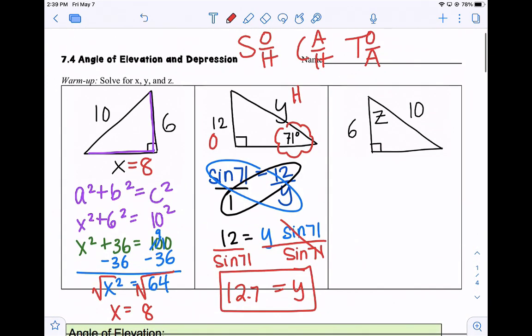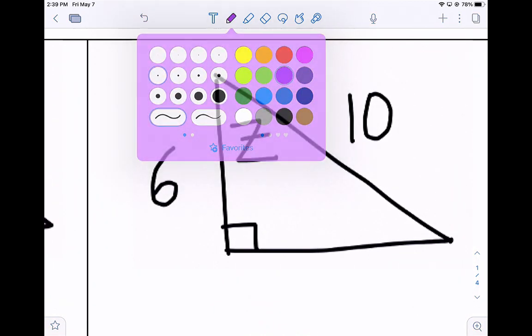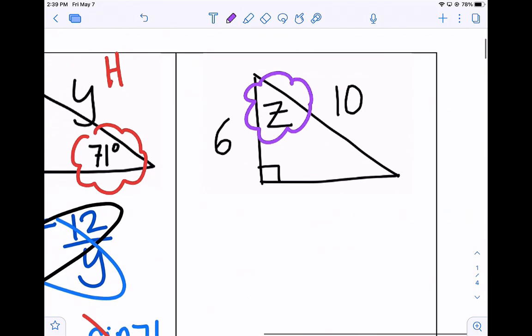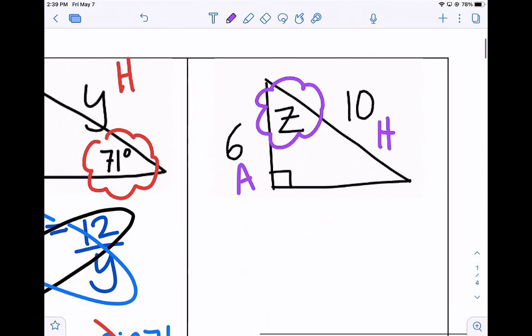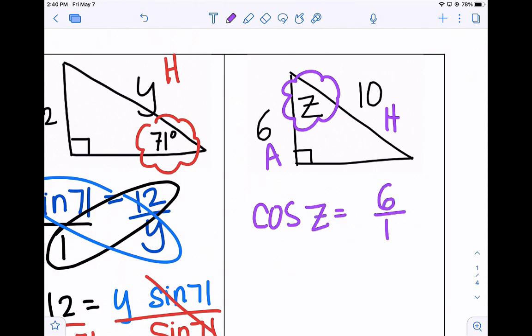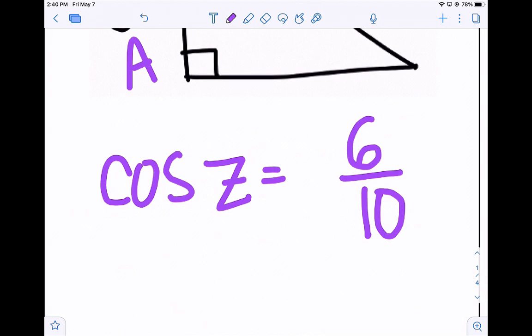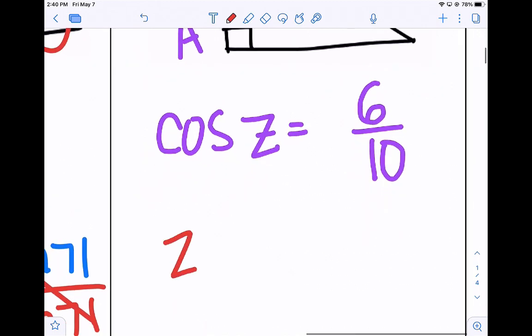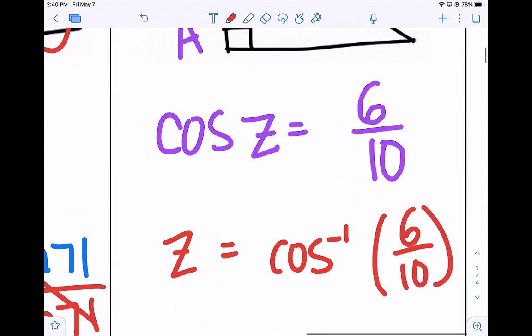All right, our last warm-up problem: solve for z, which is an angle on the inside of the triangle. The Pythagorean theorem doesn't help you with an angle, so again we have to use trig to solve. There's z, and we're going to label our sides. We have the hypotenuse, which is 10, and 6 is adjacent to the angle z. If we have a and h, that's going to be cosine. So cosine of z equals the adjacent side over the hypotenuse. To get rid of cosine, because we want just z by itself, we do the cosine inverse. So z equals the cosine inverse of 6 over 10. Then we type that into our calculator.